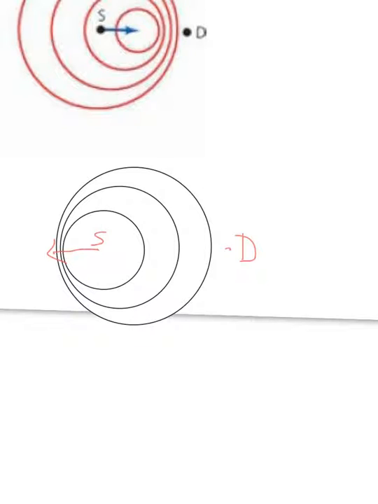Similarly, if your source is moving away from the observer, then what you end up with is a stretching out of that wavelength. As the waves separate, they tend towards the motion of the object. So what you end up with is a sound which is lower in frequency. You have a lower pitch as the object moves away.